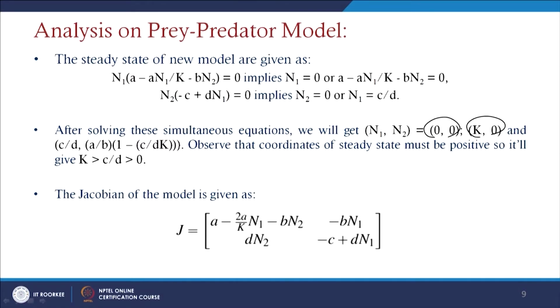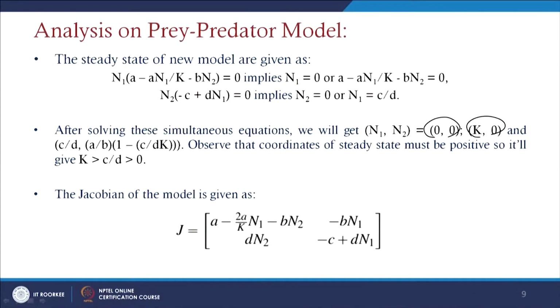Observe that the coordinates of the steady state must be positive. So, we need k greater than c by d. Here c by d is nothing but the ratio representing the decline of a predator in the absence of prey, which should be greater than 0.